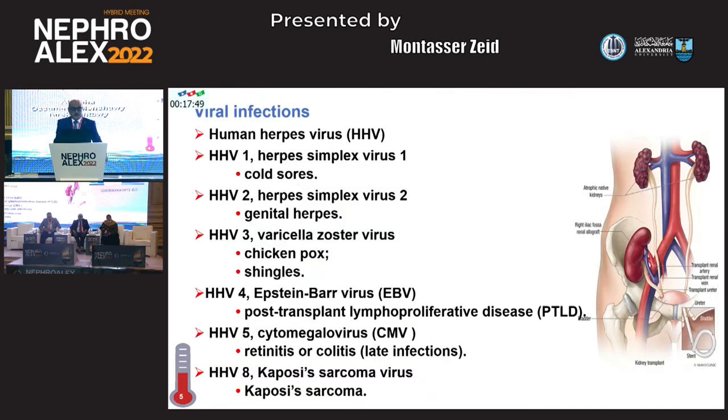There are many viral infections. Human herpes viruses are of many types. Type 1 is herpes simplex virus, and type 2 is genital herpes, varicella zoster is type 3, Epstein-Barr virus type 4, cytomegalovirus type 5, and Kaposi sarcoma virus type 8.